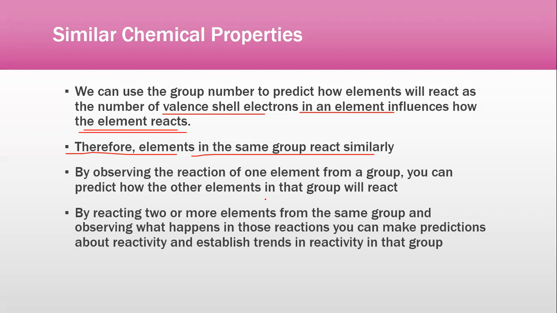By observing the reaction of one element from a group, अगर आपको fluorine का reaction पता है, if you know the reaction of fluorine, obviously all the other elements in the same group would be reacting similarly to that of fluorine. Chlorine, bromine, iodine, astatine, all other 4 would be similar to that of fluorine. Even if you know the reaction of one element, you can determine the type of reactions of all the other elements in the same group. You can just predict how the other elements in that group will actually react. By reacting 2 or more elements from the same group and observing what happens in those reactions, you can make predictions about reactivity, and you can also establish trends in reactivity in that group.